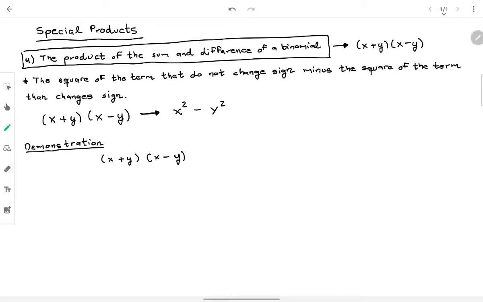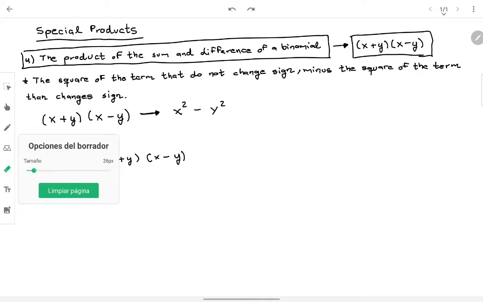So it will be something like this, in which one of the terms doesn't change sign and the other does. So in this case, it's maybe one of the simplest topics, because it will be only the square of the term that does not change sign minus the square of the term that changes sign.